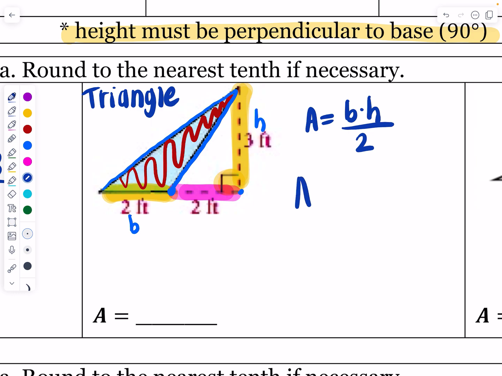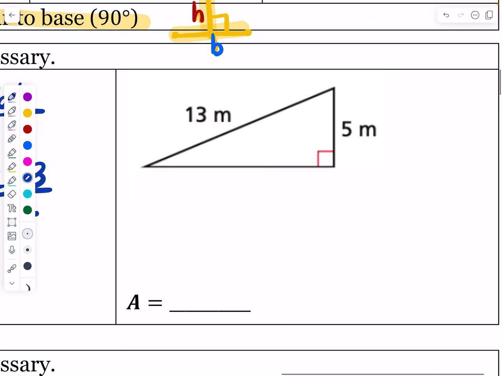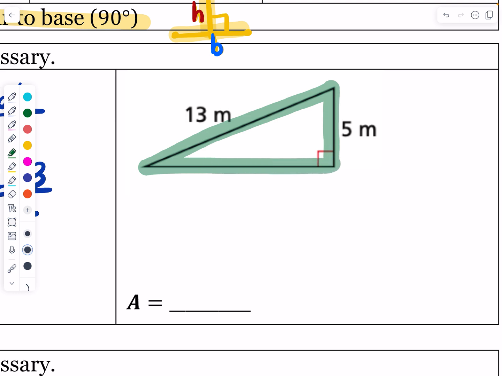And so we're going to do area equals my base is 2, my height is 3, and we're going to divide that by 2. When you do that, you're going to get 3 feet squared of area. Okay. Now our next triangle is a right triangle. The outside border of it is solid, so that means it's the entire thing. The entire thing is shaded.